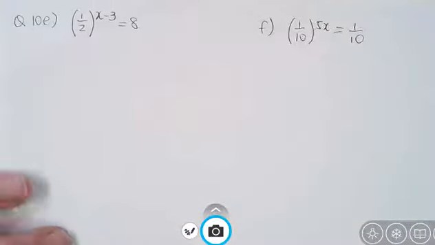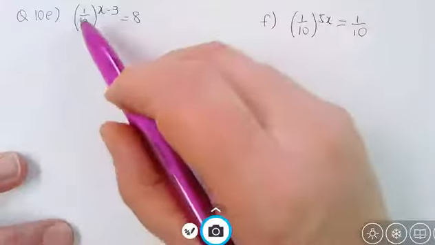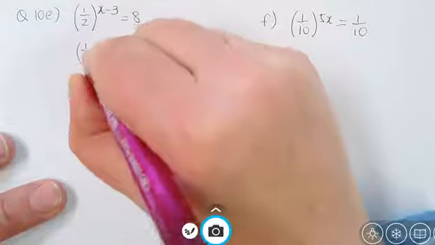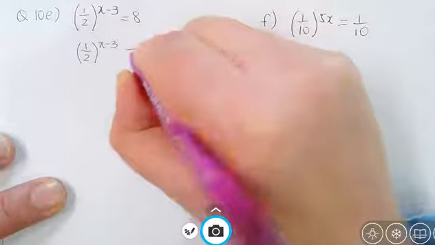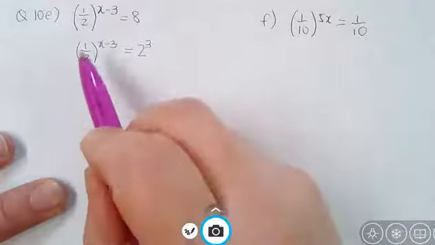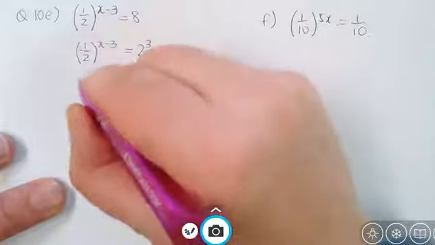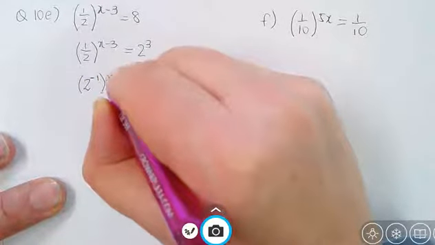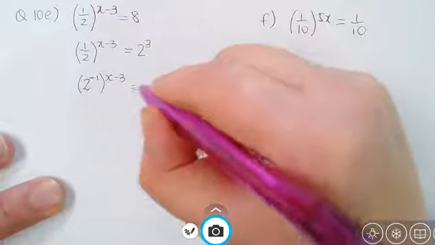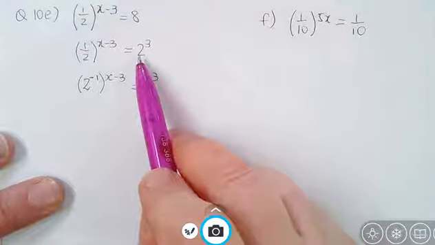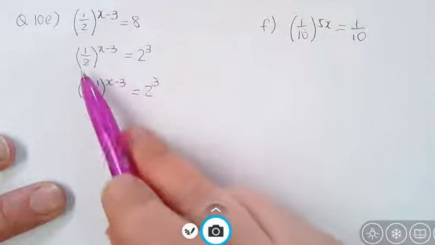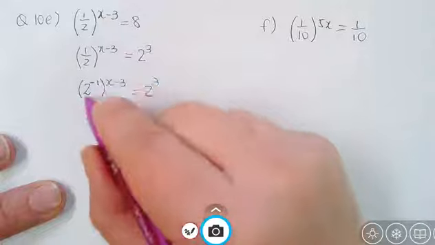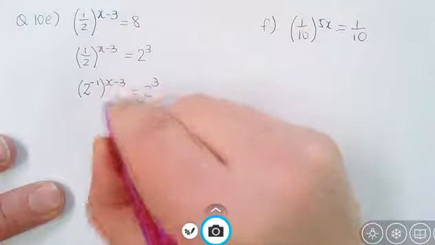Okay, now for question 10e. So we've got a half to the power of x minus 3 equals 8. Well, I could write 8 as 2 to the power of 3. So I can also write this half as 2 to the power of something. So a half is really 2 to the power of negative 1. So the reason we're doing this is that the right-hand side has got 2 as a base. I'd like to make the left-hand side base 2 as well, and 1/2 is 2 to the power of negative 1, so I need to expand my brackets here.